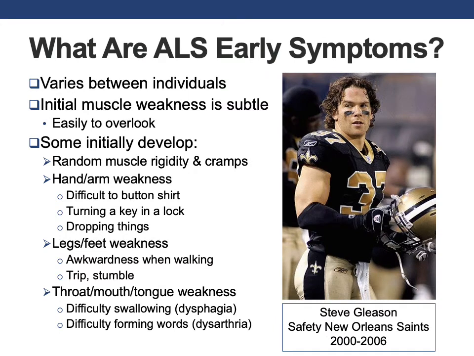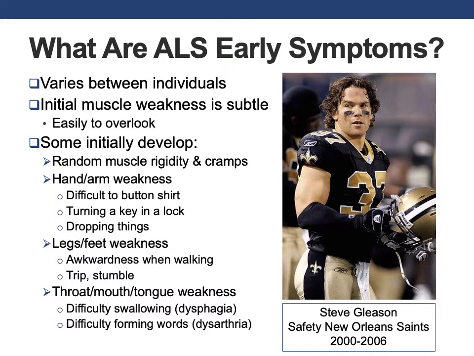What are ALS early symptoms? Amyotrophic lateral sclerosis symptoms vary between individuals. The overall initial symptom for all ALS patients is muscle weakness, and all ALS patients will develop the symptoms listed below. However, the order in which each patient develops these symptoms will vary from patient to patient. Initial muscle weakness can be so subtle that it's easy to overlook. Some patients initially develop random muscle rigidity and cramps.